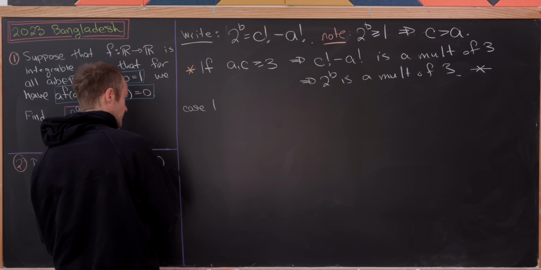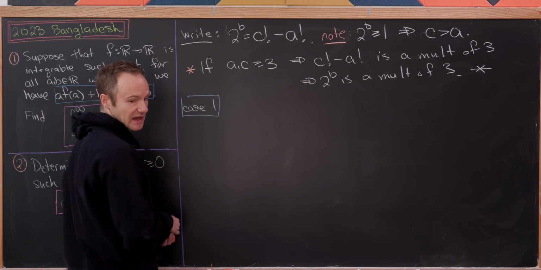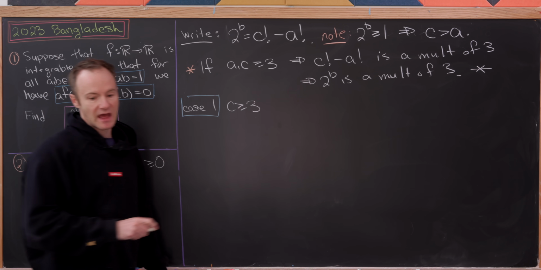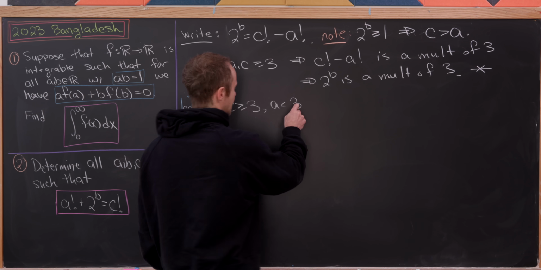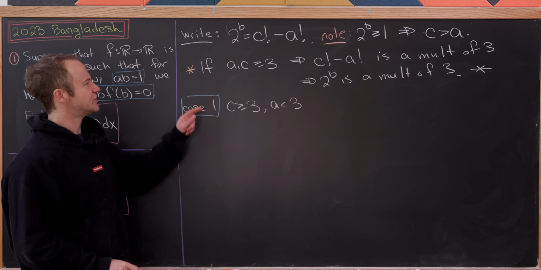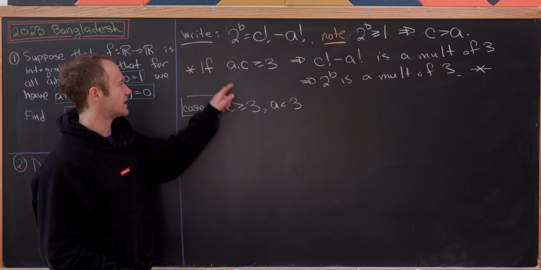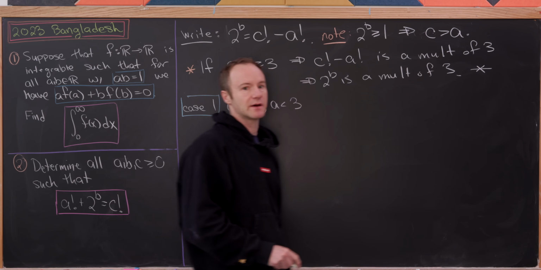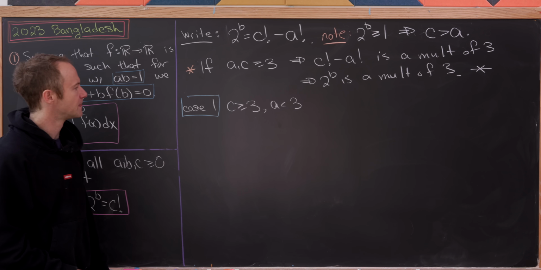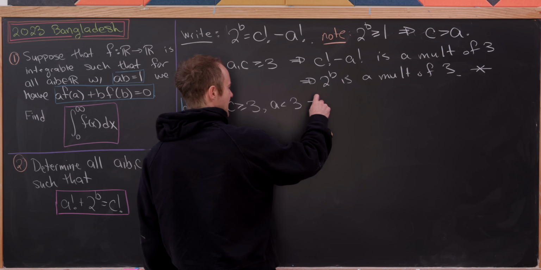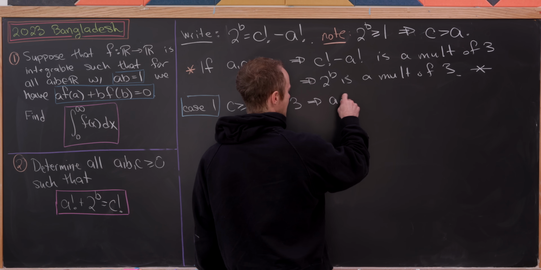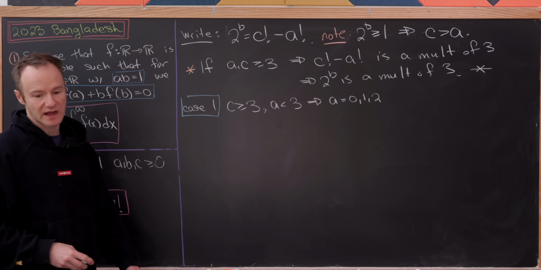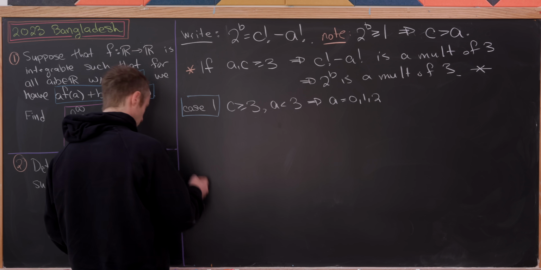Okay, so our first case will be the case if c is bigger than or equal to 3, and then a is less than 3. So let's just notice that we could have c bigger than or equal to 3 and a less than 3, but we cannot have the opposite because of our inequality up here that c is bigger than a. But now let's observe that if a is less than 3, then that means that a is equal to 0, 1, or 2. Okay, so now let's cover each of those on their own.